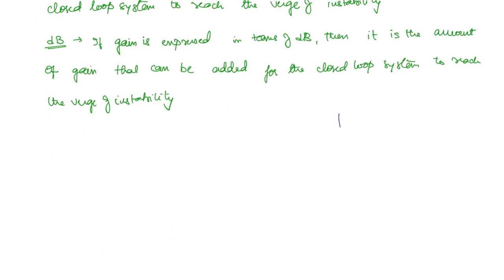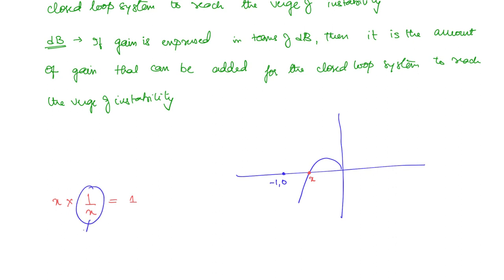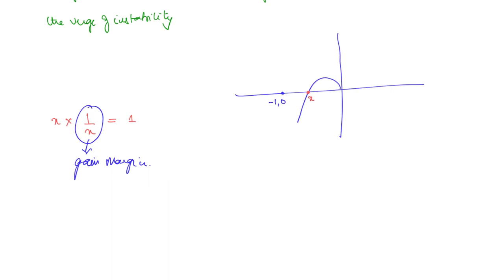So in order to understand, let us take an example. Let us say this is the polar plot. The point -1, 0 is here. So the system is stable. Now let us say the gain here is x, the magnitude is x. Now if you multiply x with the factor 1 by x, then it will become unity, right? Now let us say the gain is actually being increased by this factor, then it will intersect the negative real axis at -1, 0. So this 1 by x here is called the gain margin. It is the factor by which the gain can be increased so that the system will reach the verge of instability.